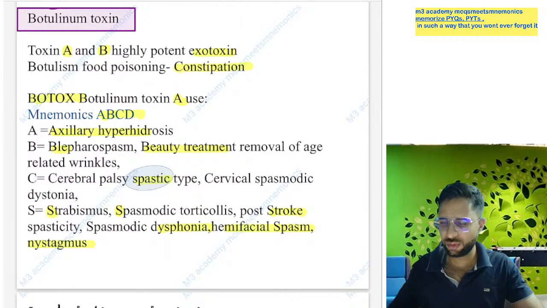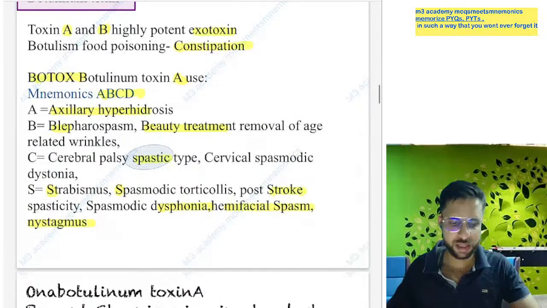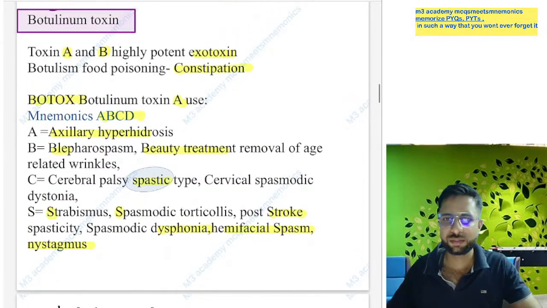Your exam is so near. You have to start revising the topics. We have given so many mnemonics on previously asked topics. Botulinum: descending or ascending, bilateral or unilateral? Which type is it?